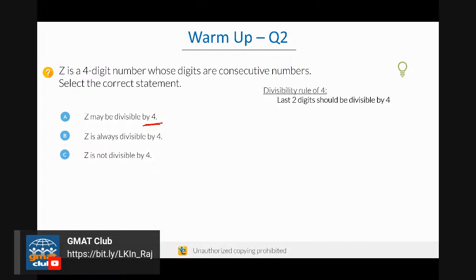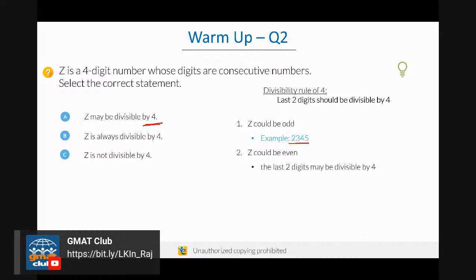The last 2 digits should be divisible by 4. This is the case in which we use one of your process skills that we call consider all cases. In this one, we consider all cases to say, what are the various possibilities that exist? One possibility is that Z could be odd. An example is Z could be 2, 3, 4, 5. In this case, Z is clearly not divisible by 4. The other possibility is that Z could be even.